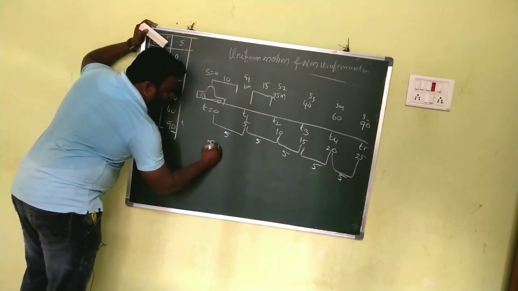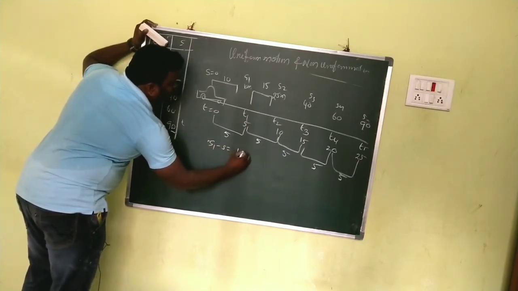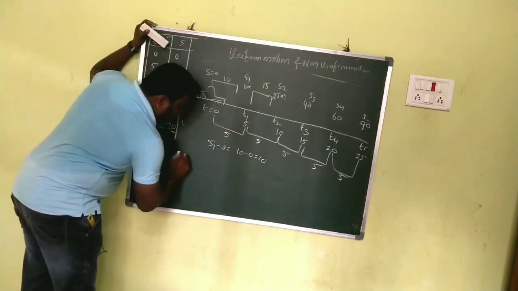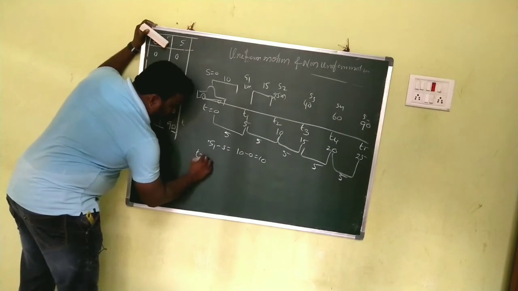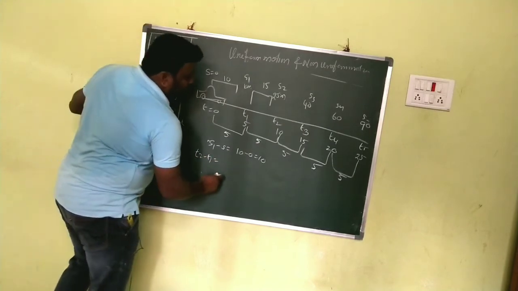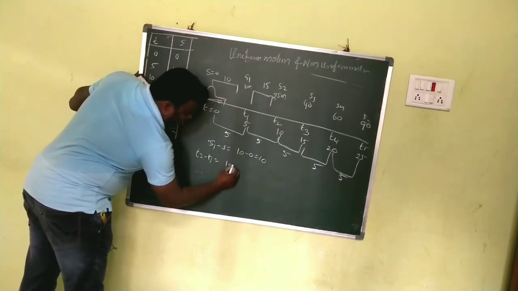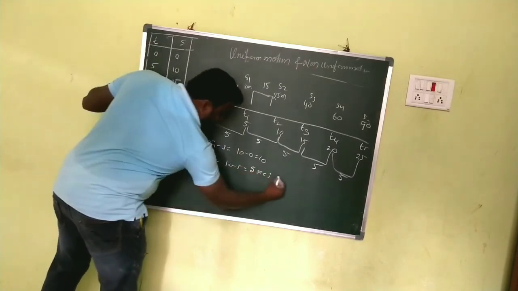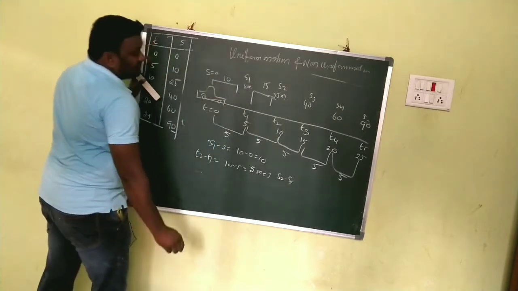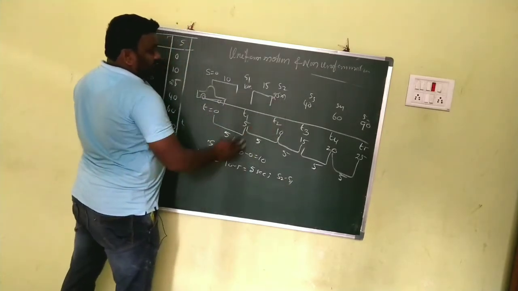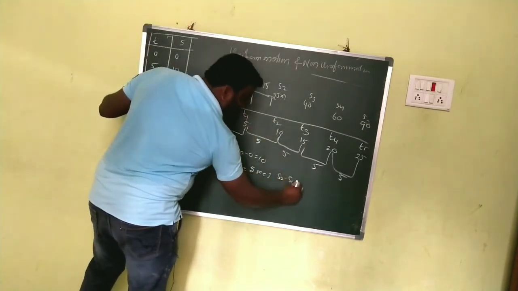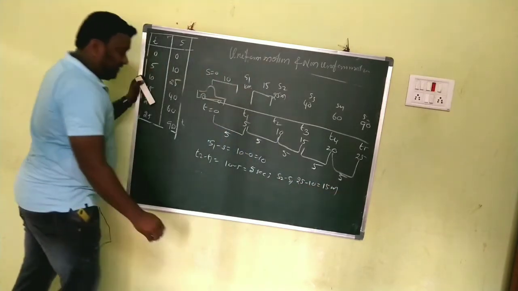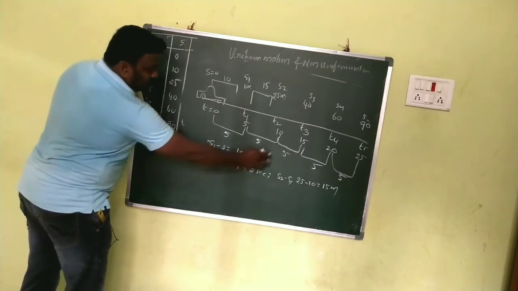Now here I am writing S1 minus S0 is equal to 10 minus 0, that is 10. For next, T2 minus T1, what do you have? T2 minus T1 is equal to 10 minus 5, that is equal to what? 5 seconds. Then what is the distance? S2 minus S1. S2 is what here? 25. 25 minus 10, that is equal to 15 meters. Next, T3 minus T2.